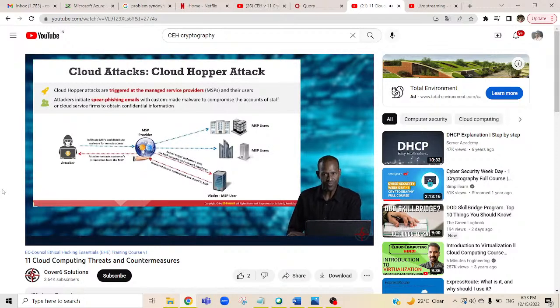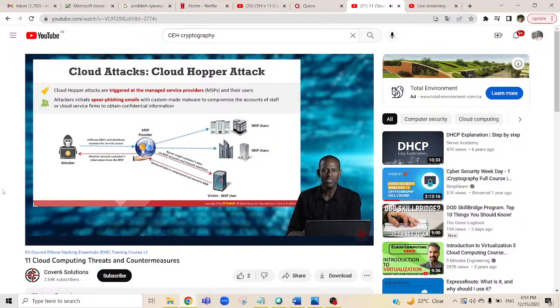Next, we have cloud hopper attacks. And so this is triggered at the managed service provider's location. So here we have the MSP. They're providing us with access to services. They control and work with users from many different locations. So we have organization A, organization B, organization C, D. There's organization E right there, and they're the victim.